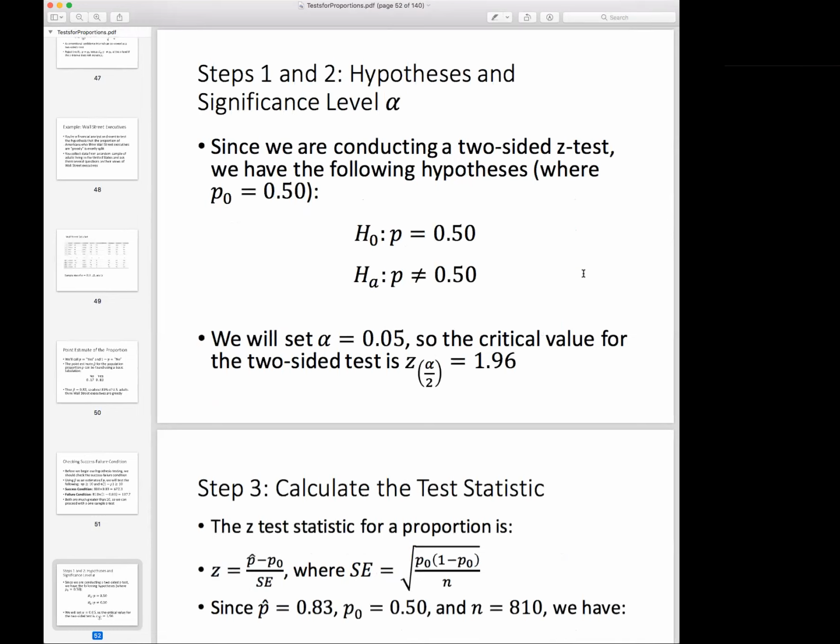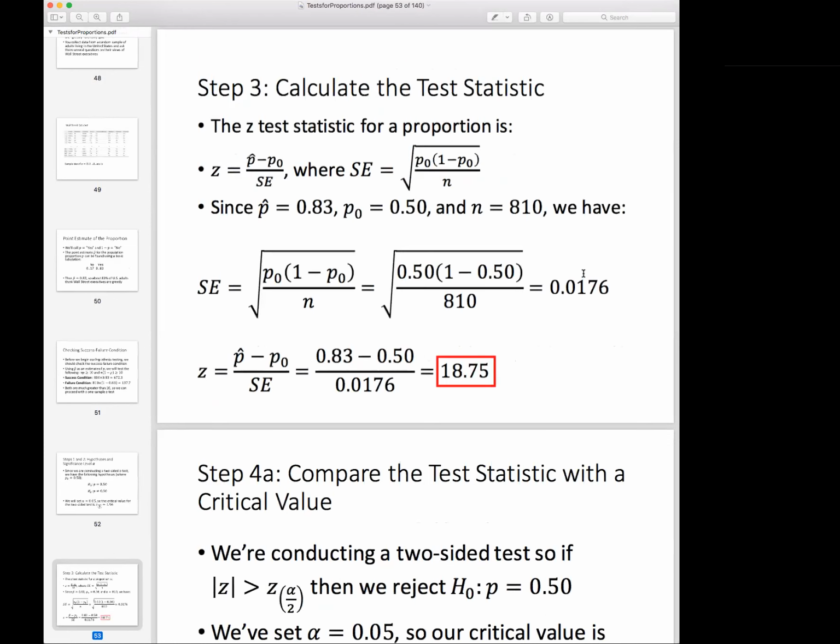Second, we'll set an alpha value and find our critical values. In this case, we're using a 0.05 alpha value, so the z critical value we'll be using is 1.96. Next, we'll calculate the test statistic.